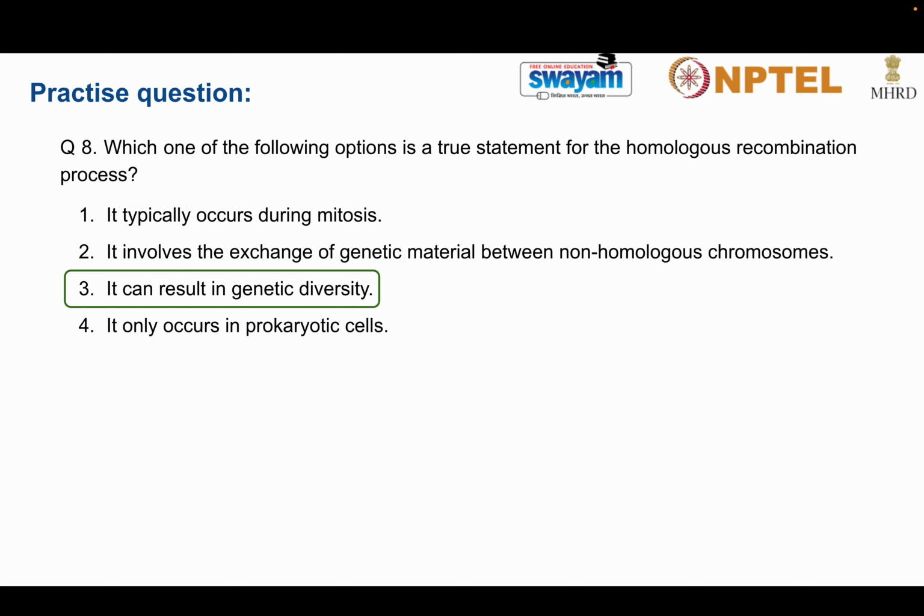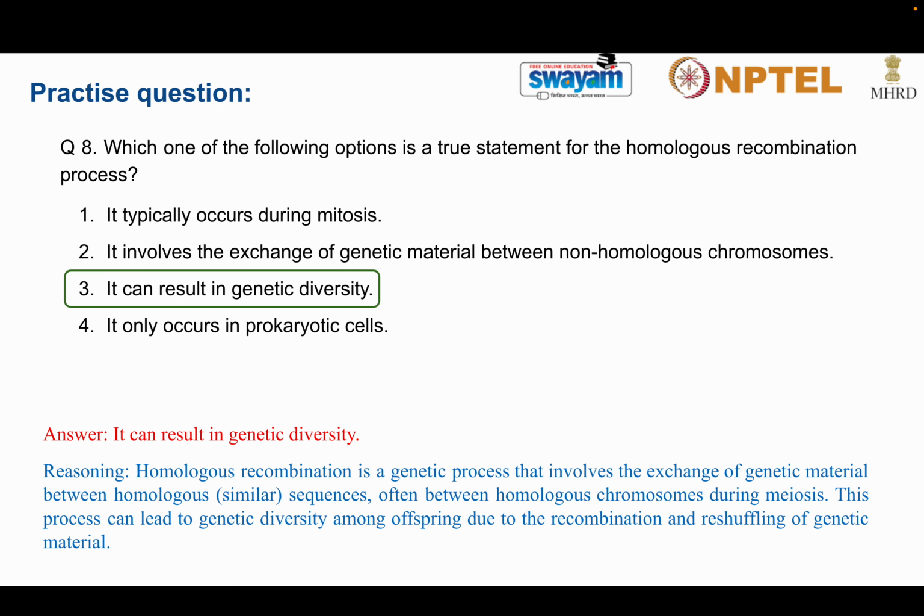Then if we look at option number 4, they are saying it occurs only in prokaryotic cells. This is also not true because it is also occurring in eukaryotic cells. So the correct option will be option number 3. Homologous recombination is a genetic process which involves the exchange of genetic material between homologous sequences, which means similar sequences, often between the homologous chromosomes during meiosis.